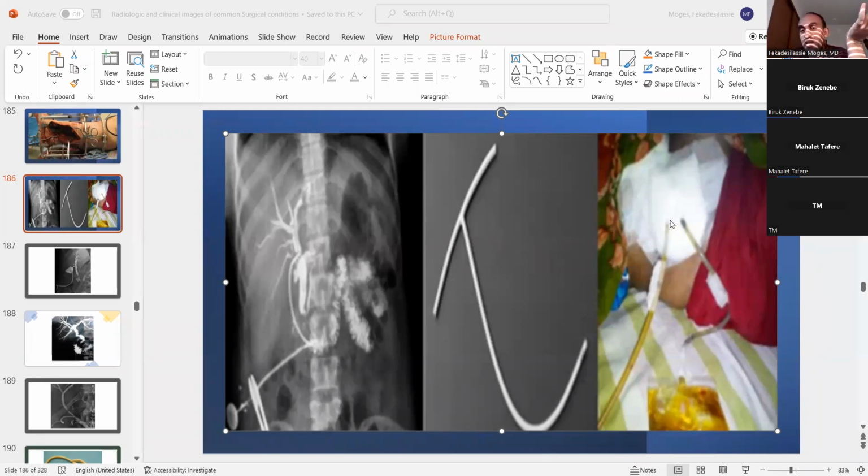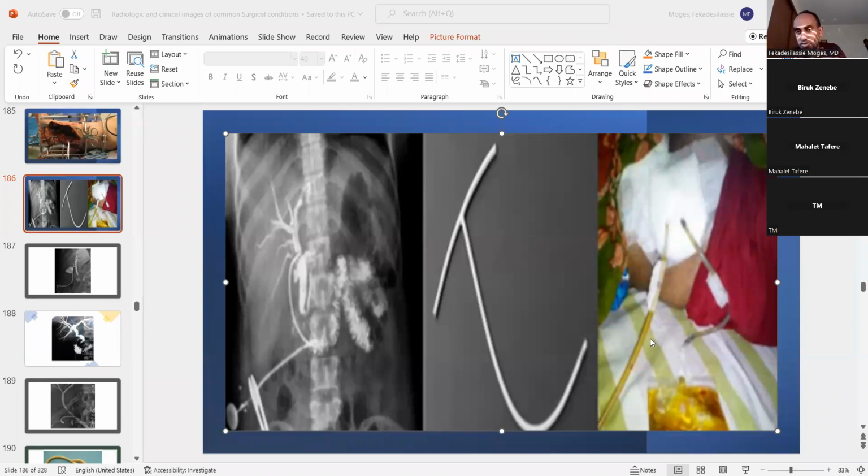So somebody might ask you, what about this one? Okay, let's agree this is a T-tube. What about this one? This tube is left around the area outside of the CBD, okay? Or just below the hepatic, the lower surface of the liver, around the area of the CBD, you have to leave another drainage tube. Reason being, like I said, your repair of the CBD may not be 100% watertight.